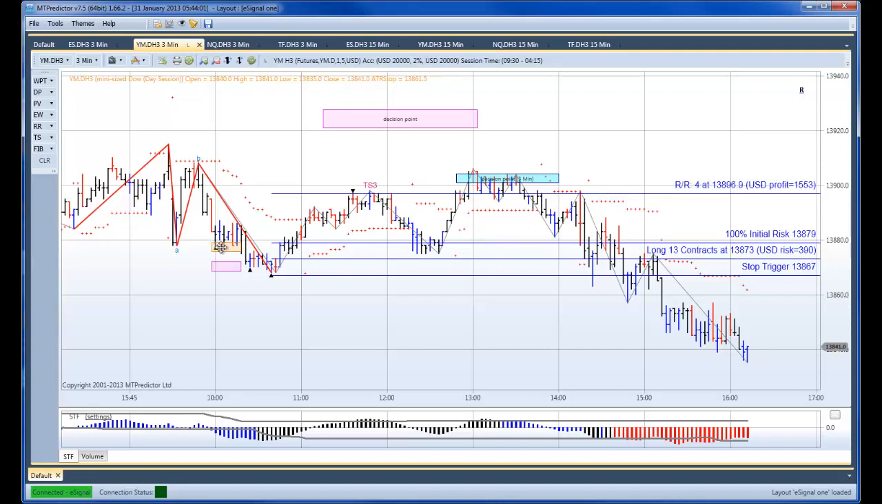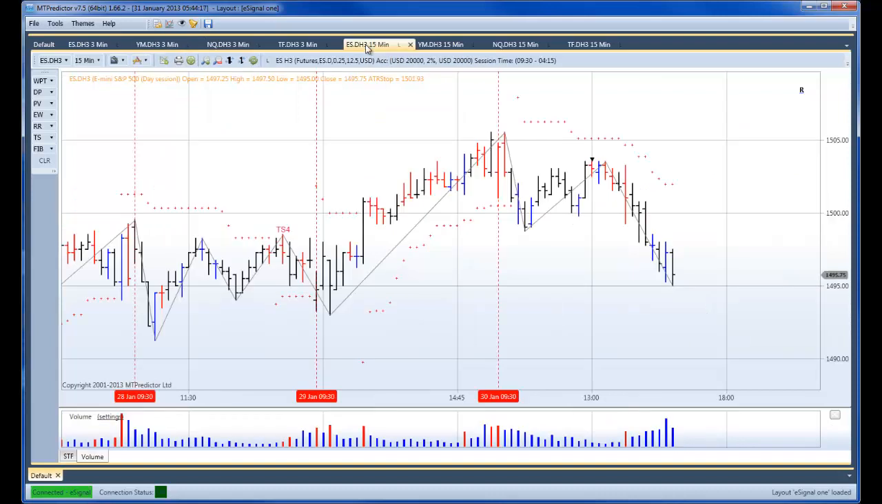So if you had taken the first two longs at -2R and then held this long up into this area when the 15-minute chart reversed, plus 4R would have more than made up for the losses and put you in profit for the day. Okay, so what was happening on some of the other markets?